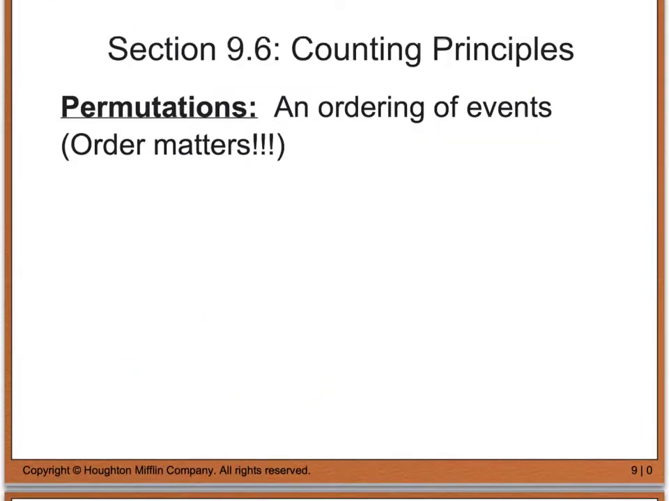When dealing with counting principles, we have to look at 2 different situations. And the first one is called permutation. This deals with the ordering of the events, and with permutation, order matters. That's the number one thing that you have to keep in mind, is that order does matter.